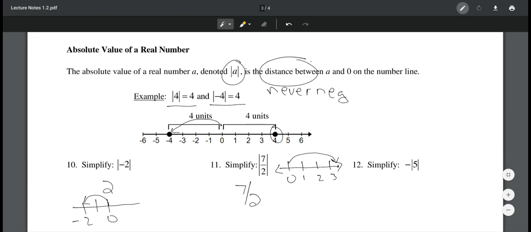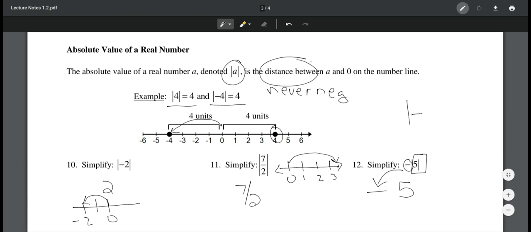Now, number 12 is a little bit different because the absolute value has a negative in front of it. So we're going to write down the negative. It stays. It's not inside the absolute value. And then I want to know how many steps it takes me to get from 0 to 5. Well, it takes me 5 steps. But the reason my answer is negative is because there was a negative in front of the absolute value.